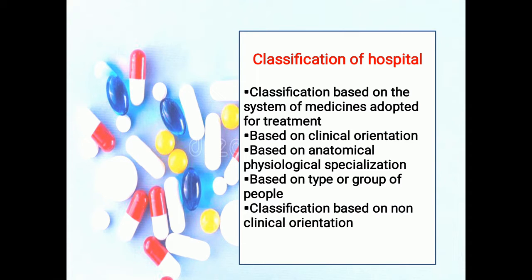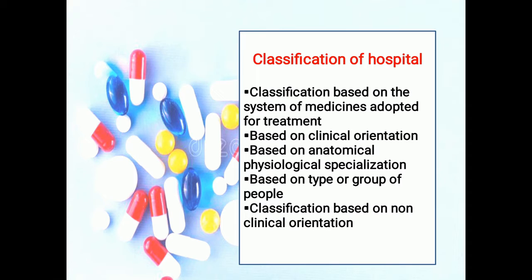Third one, classification on the basis of anatomical physiological specialization. For example, ENT hospitals, eye hospitals, kidney hospitals, dental hospitals, heart and chest hospitals, orthopedic hospitals, neurological hospitals, family welfare centers. Apart from that, the classification based on the type or group of people: maternity hospitals, pediatric hospitals, gynecological hospitals, general hospitals. This is the basic classification based on clinical orientation. Now we move on to the classification based on non-clinical orientation.